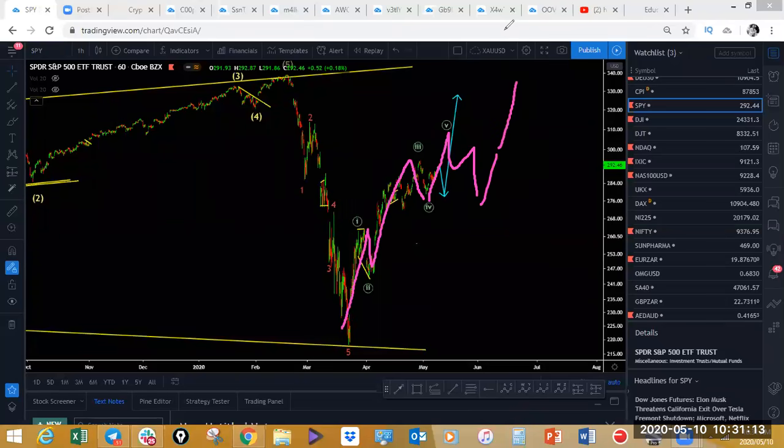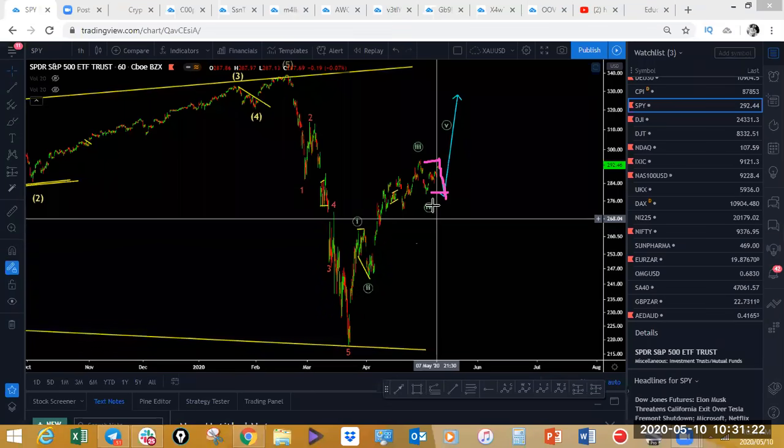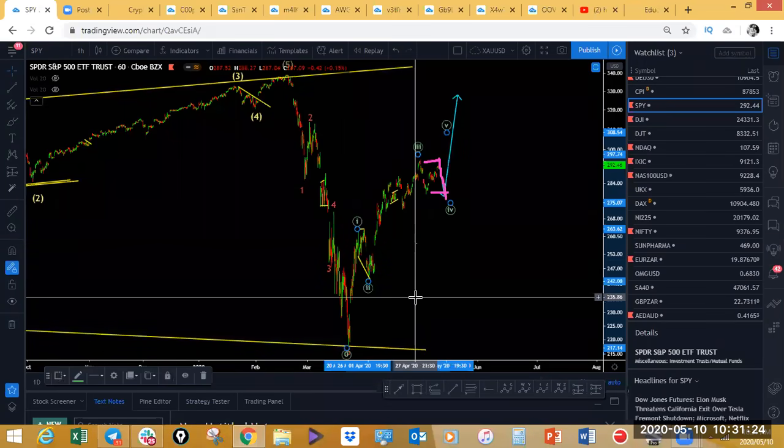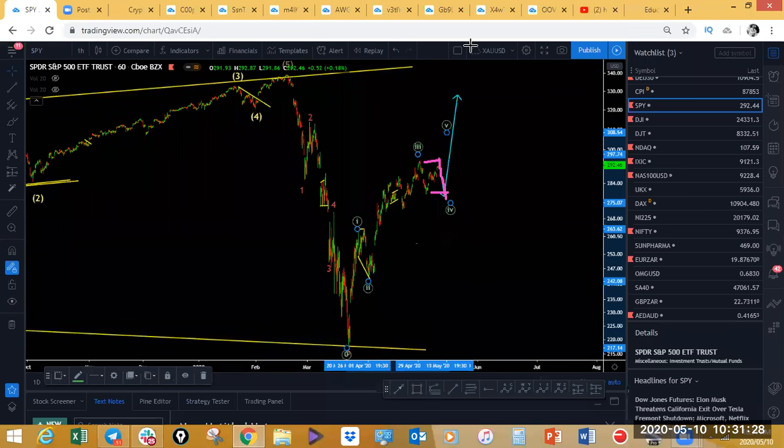So that is what we're going to be looking at. We're going to be looking for this one to make a continuation to the upside. Either this makes a pullback. If it makes a pullback, that simply means that this is a regular flat and this is our wave 4 here. So we're looking for this to continue higher. All right, so that is the S&P 500.